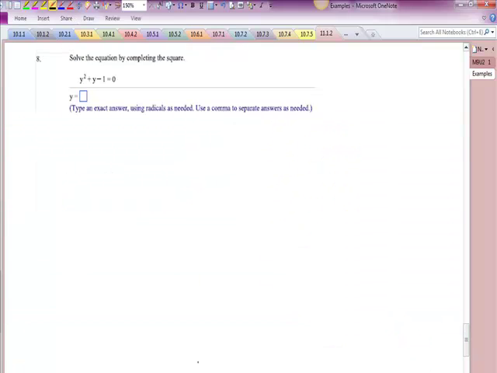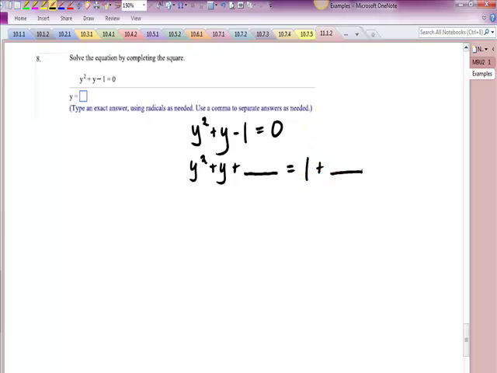Get some workspace. All right, I have y squared plus y minus 1 equals 0. If my instructions say to complete the square, then I need y squared plus y plus blank equals minus 1, moves over here, needs to become positive 1 plus a blank. All right, the coefficient of y is a 1. Take half of it, 1/2. Square it, and I get 1/4. So I'm going to add 1/4 here and add 1/4 here.